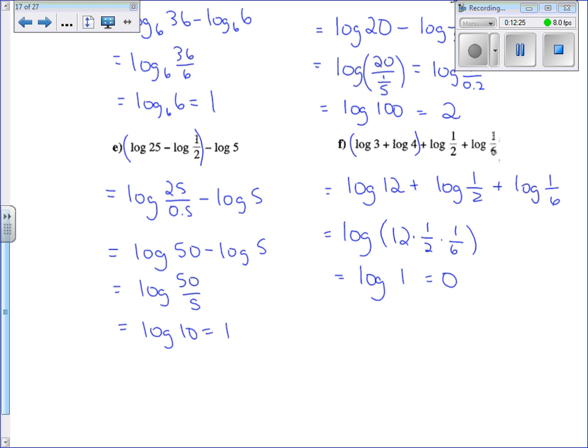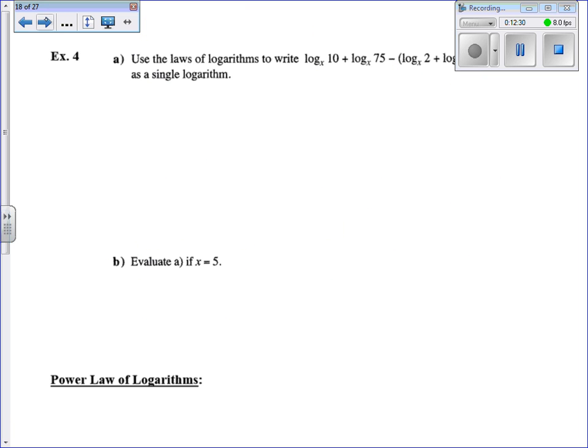Okay. All right, so on to the next page. Again, you can stop or pause the video if you need more time.